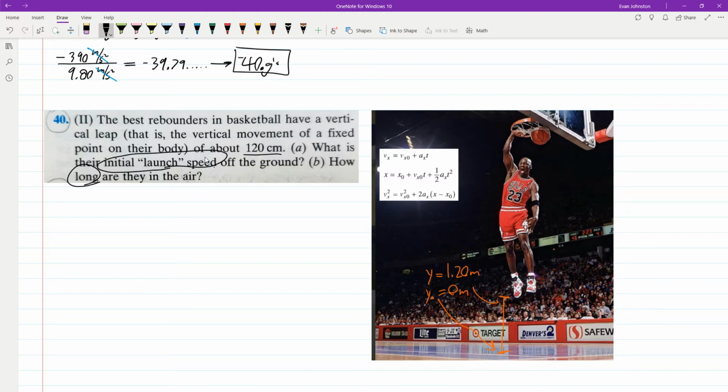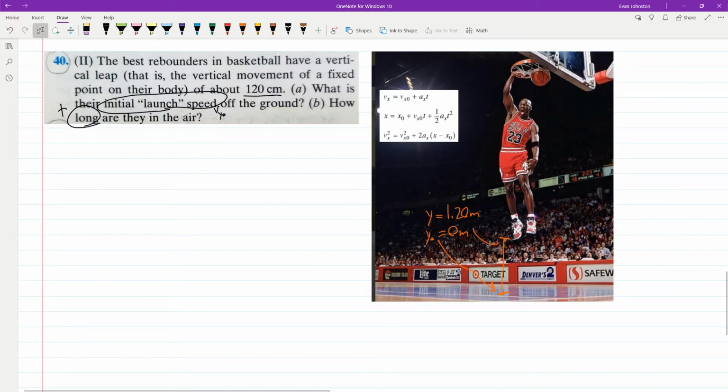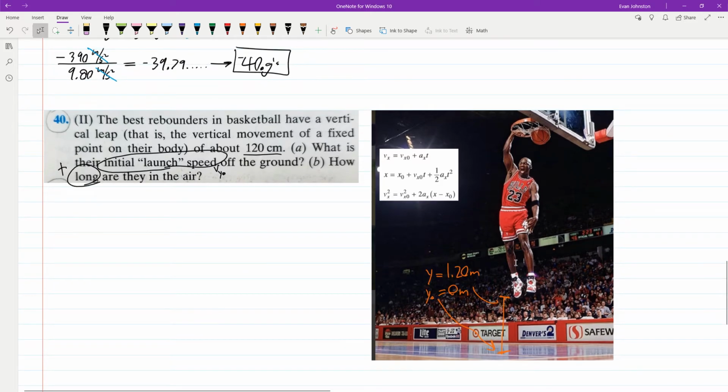So we want to find the initial velocity, but it's not in the x direction. This is in the y direction, right? We want to find their initial y velocity, and we want to find how long they're in the air. What's their hang time, right? So I threw in this great picture of Michael Jordan, freaking king, right? Chicago Bulls, heck yeah. But I just wanted to show this is really what it's looking at. We're looking at his vertical leap here.